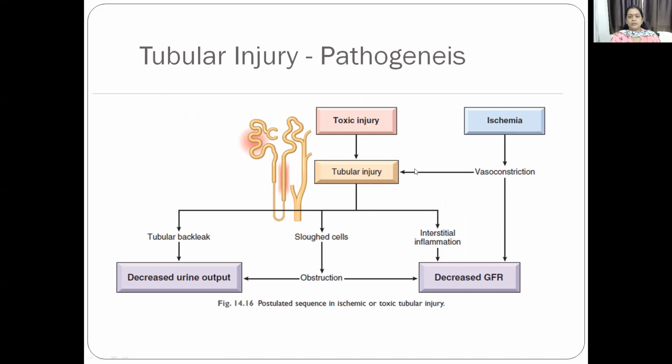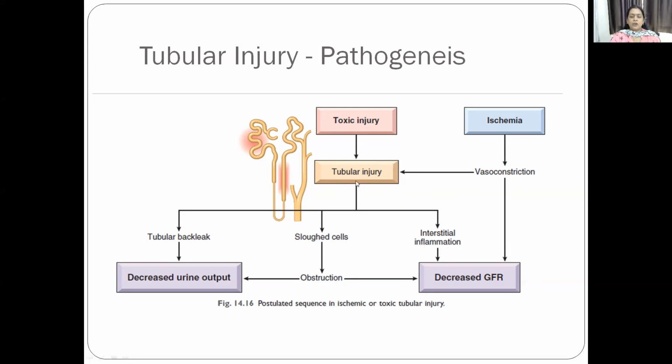afferent arterioles, and thereby there is a tubular injury. Whenever there is vasoconstriction of the afferent arterioles and the vasodilators are not acting properly, there is decreased GFR. Whenever there is an injury, inflammatory cells try to combat it, so there is interstitial inflammation. The tubular cells themselves will get sloughed and detached. They form the sloughed cells.